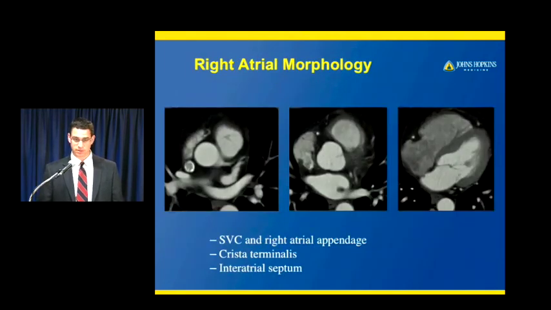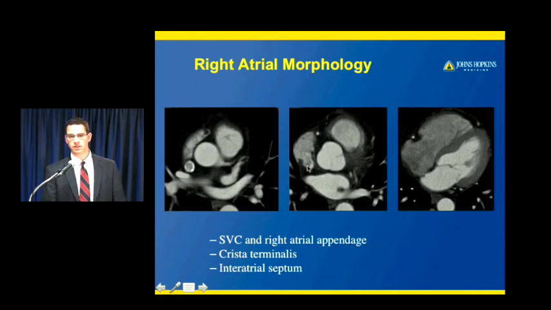Okay, now switching gears over to the right atrium. What does the right atrium look like? The right atrium basically starts right where the SVC joins the right atrium. So this is the SVC. Anterior to the SVC, you're going to see this right atrial appendage, which has a broad base and really lies on top of the ascending aorta.